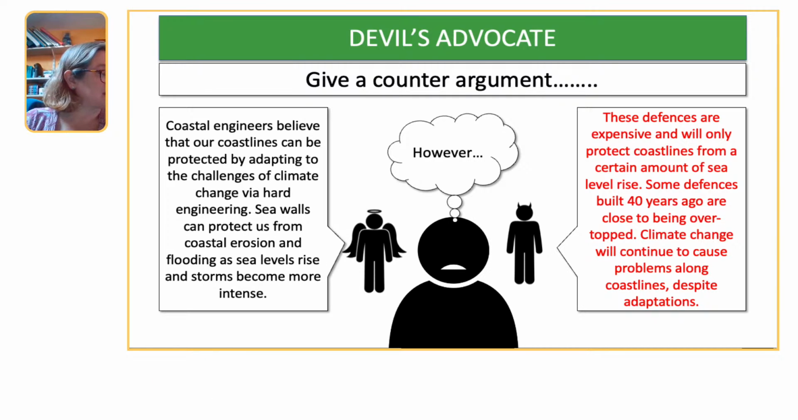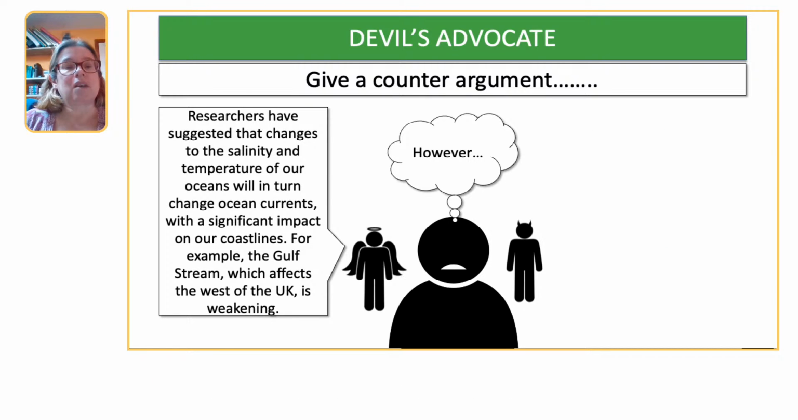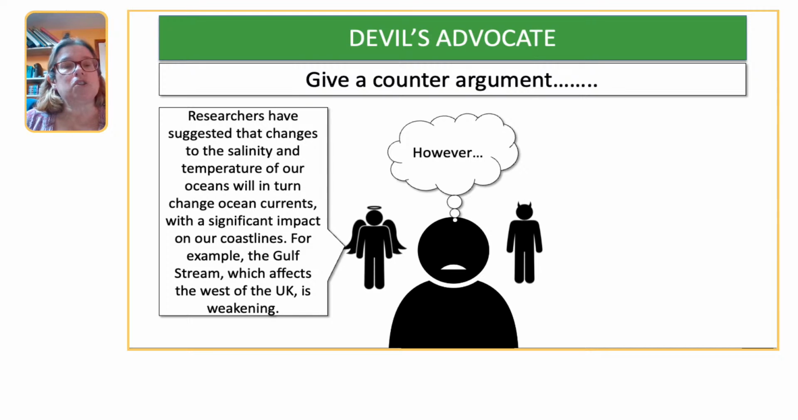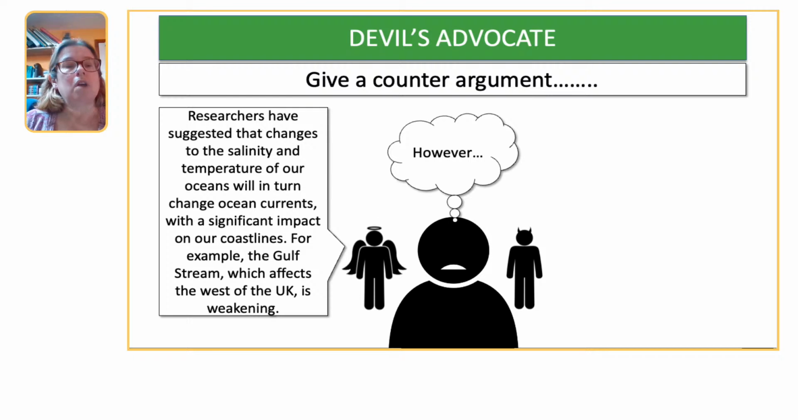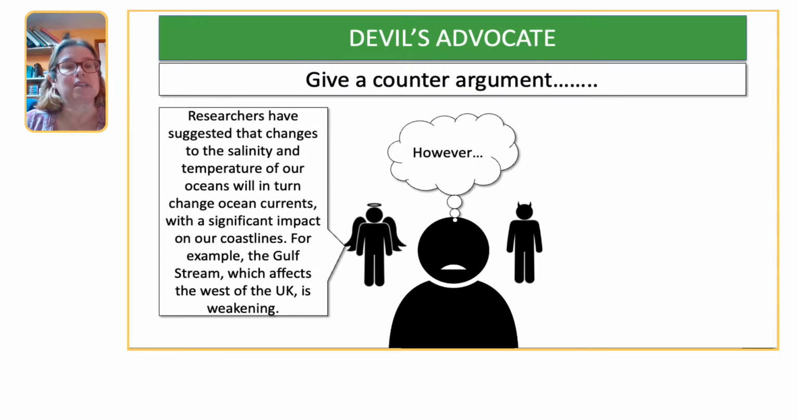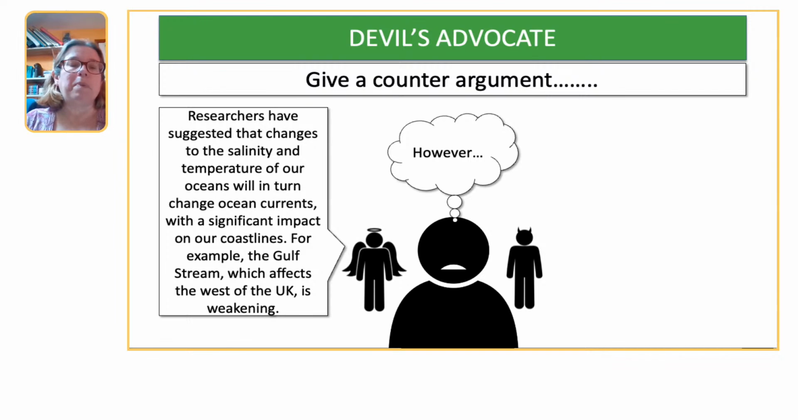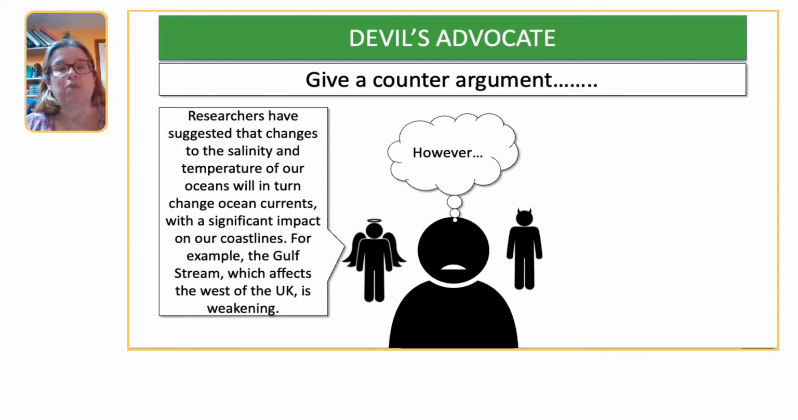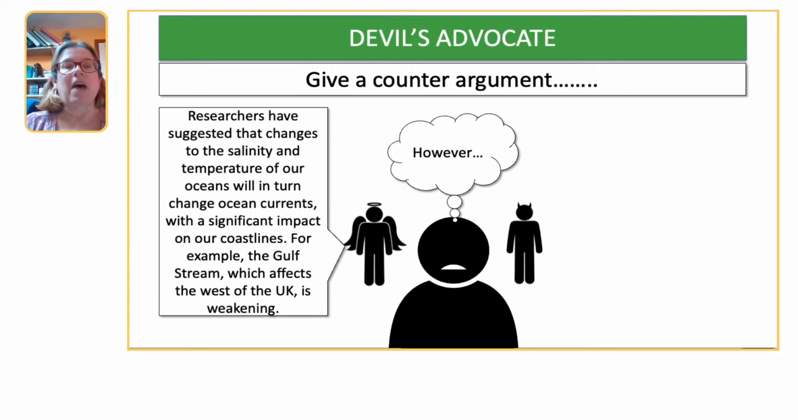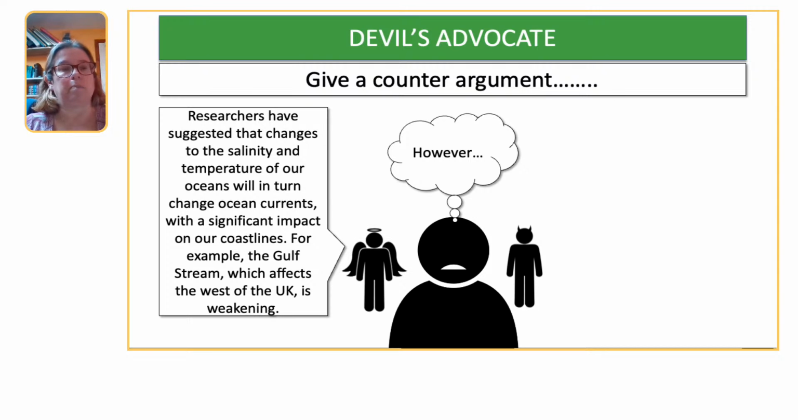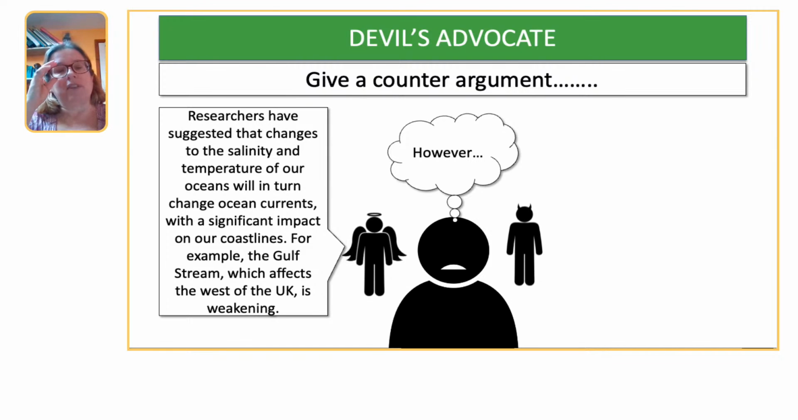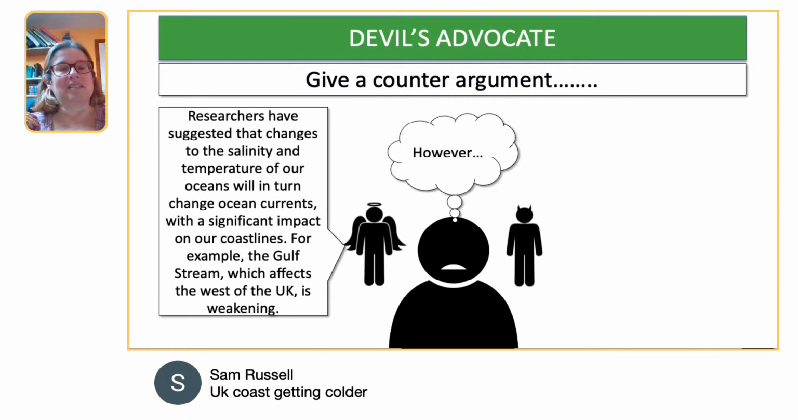Right, absolutely fantastic suggestions there. So let's have a look at another one. Researchers have suggested that changes to the salinity and temperature of our oceans would in turn change ocean currents, with a significant impact on our coastlines. For example, the Gulf Stream, which affects the west of the UK, is weakening. So we've got people saying that because we've got more fresh water coming into the ocean systems, that is going to affect coastlines. So again, I study Burnham-on-Sea with my students. We have the Gulf Stream that is affecting us.